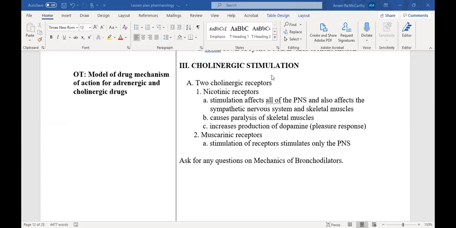The nicotinic receptor stimulation affects all of the PNS, which is the peripheral nervous system, and also affects the sympathetic nervous system and skeletal muscles, causes paralysis of the skeletal muscles, and increases production of dopamine, which is the pleasure response. See, remember I said feed or breathe?